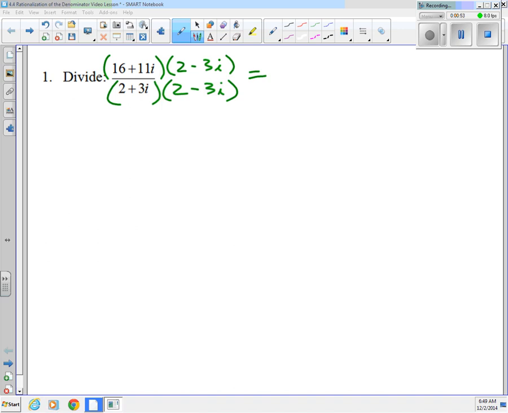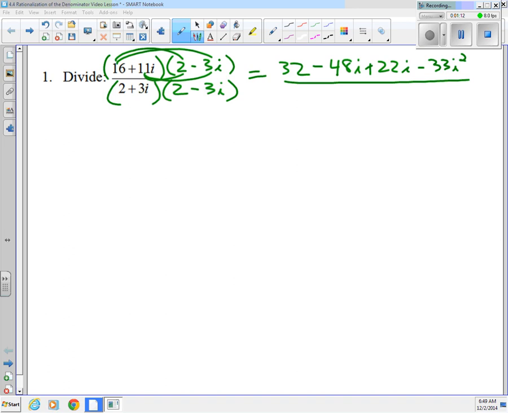So just bear with me here. So in the top left, 16 times 2 is 32. 16 times negative 3i is negative 48i. 11i times 2 is positive 22i. And 11i times negative 3i is negative 33i squared. All over. I'm going to multiply the whole conjugate out, and you'll see the cancellation that occurs.